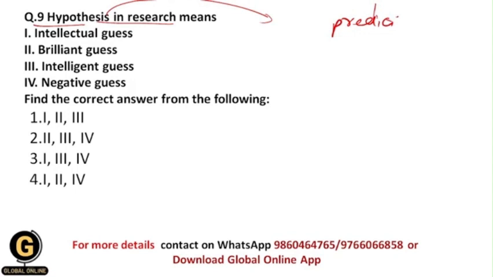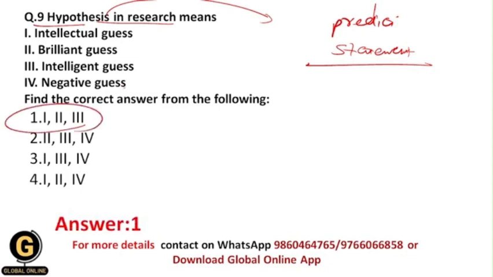Okay, and that's why whenever you are doing a proper prediction, then this is a statement, and basically this statement includes a proper clarity about the variables under study. It includes the clear definition about the proper relationship between the variables. Okay, and that's why hypothesis is an intellectual guess, a brilliant guess, and an intelligent guess, all of these. Okay, and that's why your correct answer should be 1, that is 1, 2 and 3.